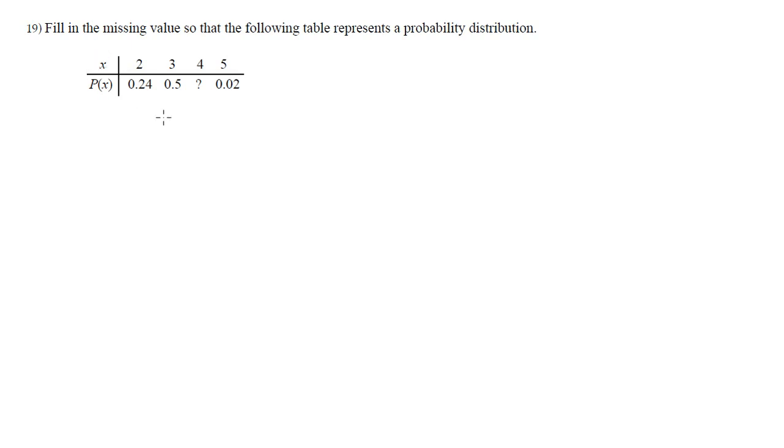Okay, so we want to fill in the missing value here so that this table represents a probability distribution. So what's happening here is we have these values, 2, 3, 4, 5. These are all of the potential outcomes in my sample space and the probability associated with each of these outcomes. These are the only possible outcomes, 2, 3, 4, or 5, and the probabilities associated.